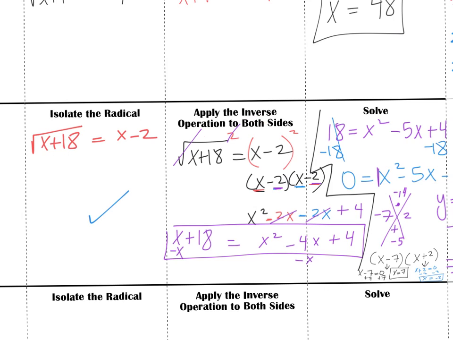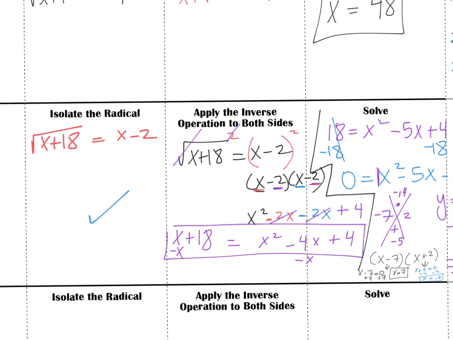To apply the inverse operation, since this is a square root, you need to square both sides. So once you square the square root of x plus 18, they cancel each other and you get x plus 18. Now when you square x minus 2, it means you have to write it twice and FOIL. Remember to combine like terms. Once you do that, remember since you have a square and x's lying around, you can't just move all the x's to one side and all the numbers to the other like we usually do.